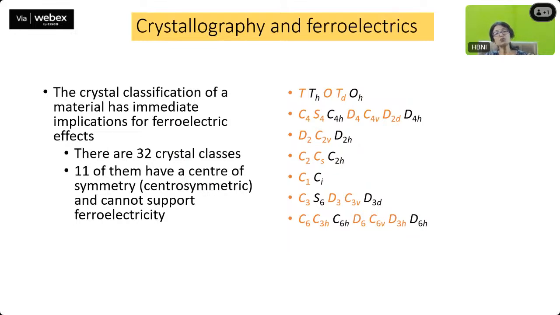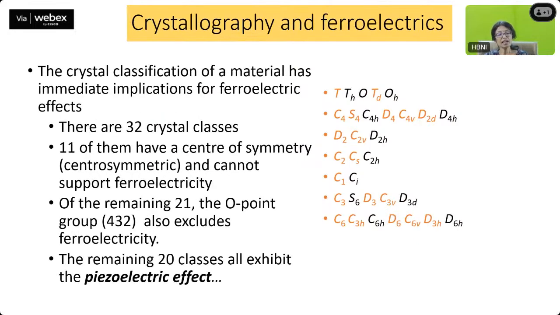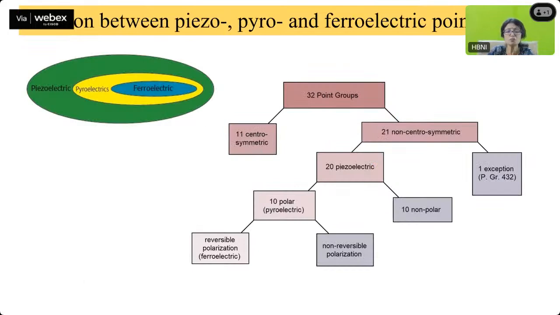So out of 32, 11 are already cancelled. They are not ferroelectric. Then again, of the remaining 21, there is one group, this O group over here, 432 it is known, which also excludes ferroelectricity. Now the remaining 20 which are marked in orange are the ones which all exhibit the piezoelectric effect. So what is the relation between piezo, pyro and ferroelectric point groups? In total you have 32 point groups as you can see over here, out of which these 11 are centrosymmetric.